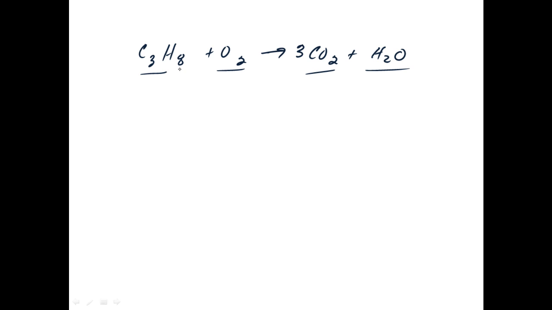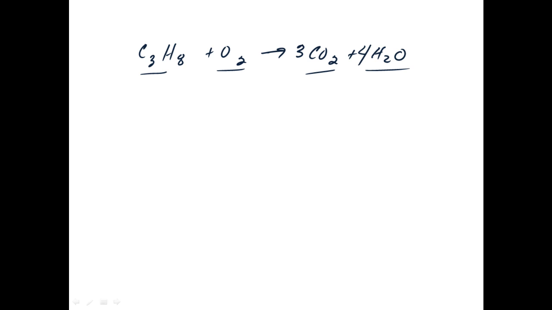The next thing I want to balance is the hydrogen. There's 8 hydrogen on the reactant side. So I need to put a 4, a coefficient of 4, in front of the water. Why did I do that? Because 4 times 2 will give me 8 hydrogen. So I have 3 carbon on both sides of the chemical yield sign, and 8 hydrogens on both sides of the chemical yield sign.